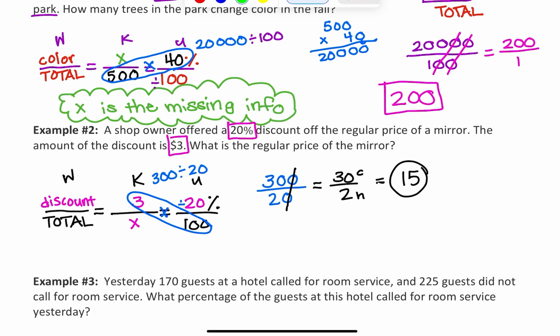So if I have a $3 discount, would 15 be a decent total? And it's bigger, so that makes sense. So yes, always check and make sure your answer makes sense.